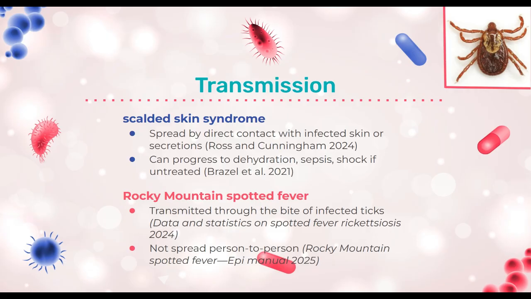For Rocky Mountain spotted fever, transmission occurs through the bite of an infected tick. The bacteria enter the bloodstream when the tick feeds. The infection cannot spread from person to person, meaning it's non-contagious, and the tick bite is required for transmission.